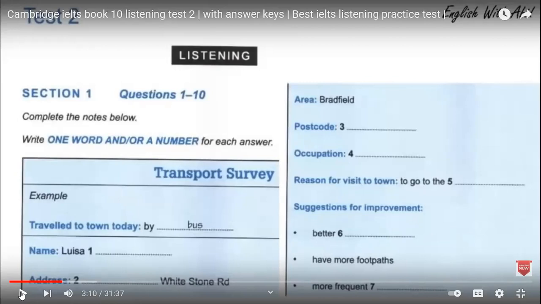Already you have got the information for number 1. What's her name? Hardie. Write down the word in the message box because it's a difficult word. So please write down. H-A-R-D-I-E. Hardy. Okay, Louisa Hardy.